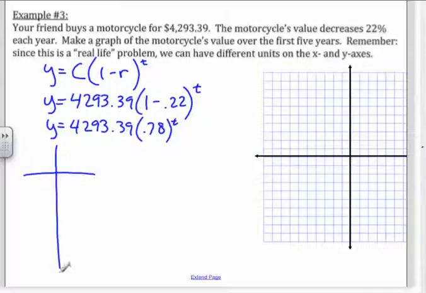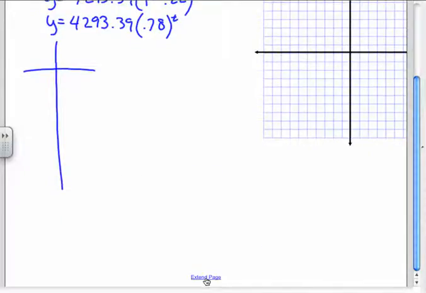Okay, so here's my t chart. All right, and remember that nifty little shortcut that we used. Remember, at 0, it's 4,293.39. 1, 2, 3, 4, and 5. All right, so let's see what we get. I need to get my trusty calculator here. There we go. All right.